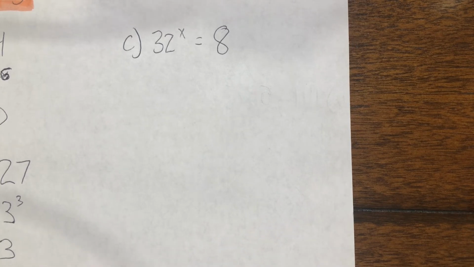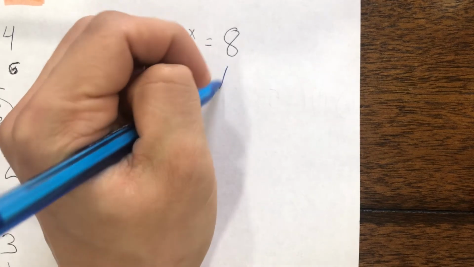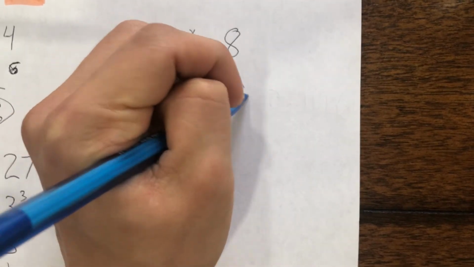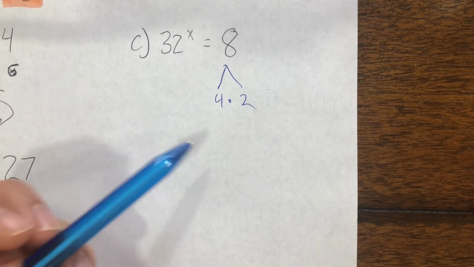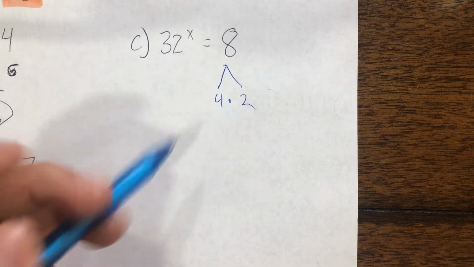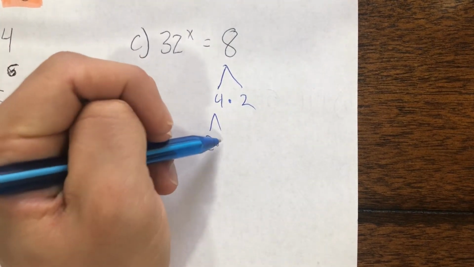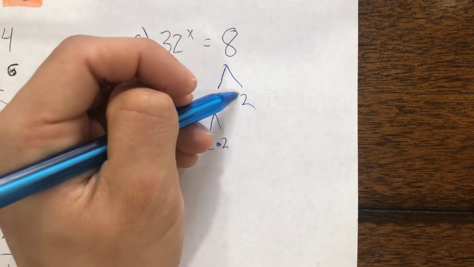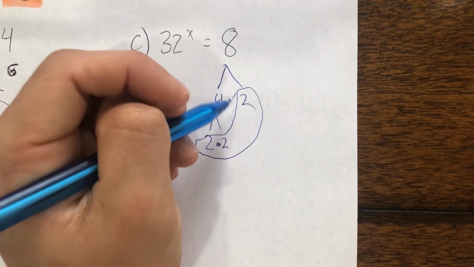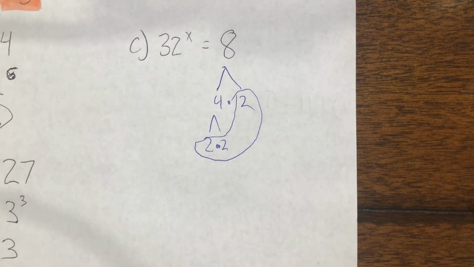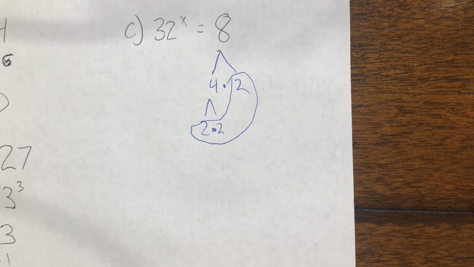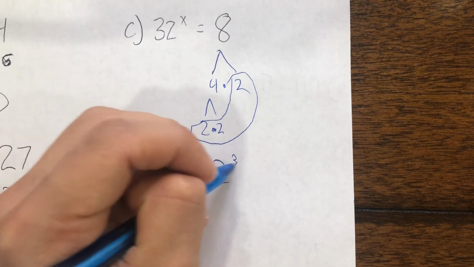Now 8, I can break it up as 4 times 2. And then between 4 and 2, I can break up 4 as 2 times 2. So I have 2 times 2 times 2, which can be rewritten as 2 to the third. I'm going to go ahead and rewrite that. So we have 2 to the third.